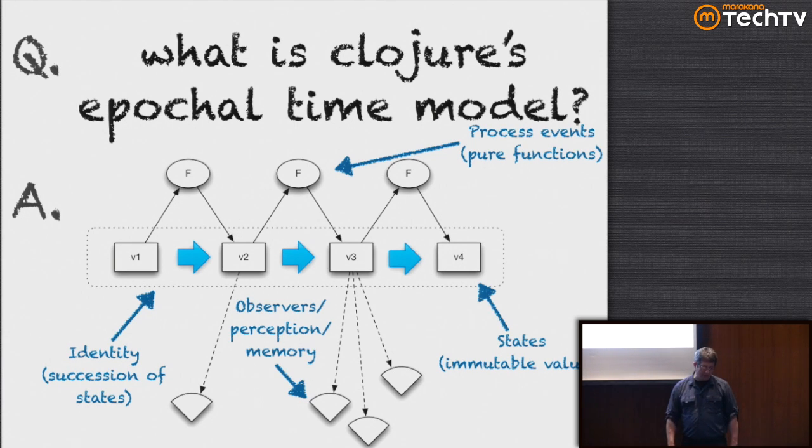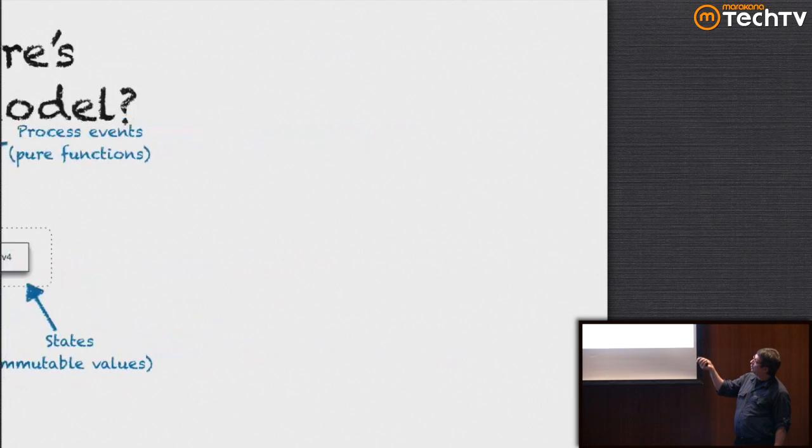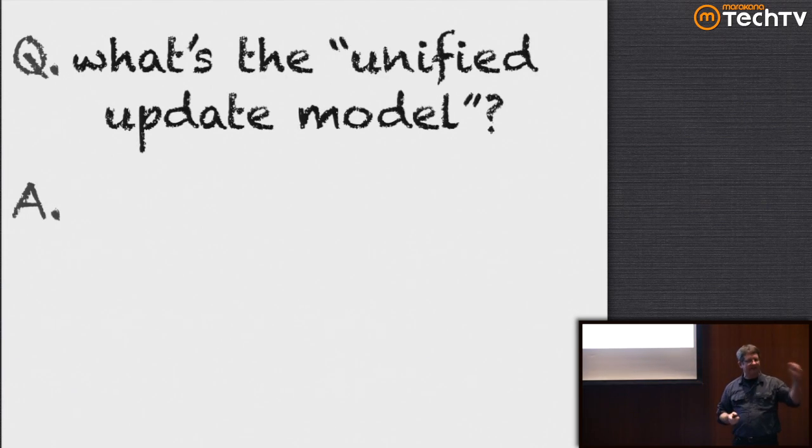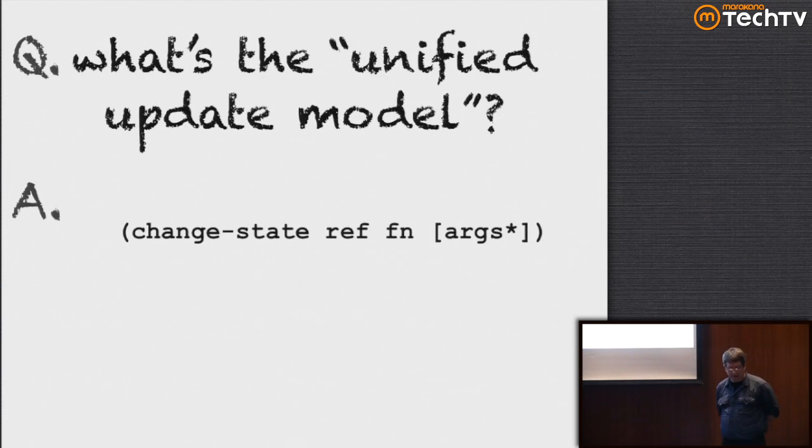And so what happens in Clojure is identity is a succession of states. You move from one state to the other. You change from one state to another by applying a mutating function that moves the reference from one value to another value. It doesn't change the identity. It just moves what it points to from one place to another. Then at any point in time, observers or perception memory can look at the state of that thing, which is the identity and the value at this point in time, and see what it is.